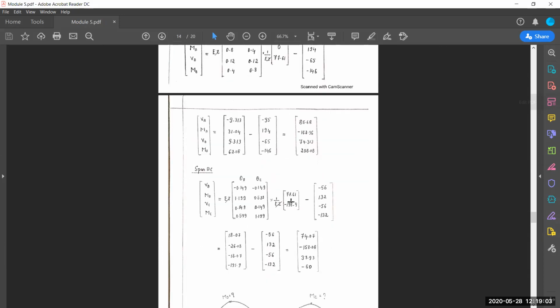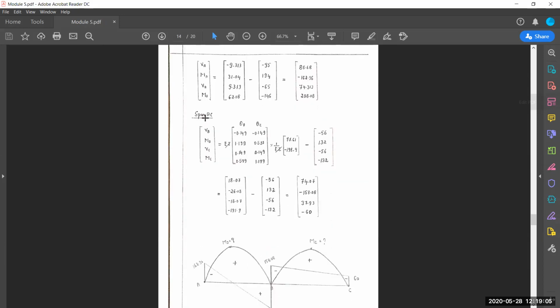In the same manner, for span BC, do the calculations. So we are under span BC now. Observe carefully. You will be getting theta B and theta C here. So this will be theta B and this will be theta C. This is DS matrix, right? Displacement matrix. So VB, MB, VC, MC. Corresponding values, you just see EQJL diagram and substitute here.